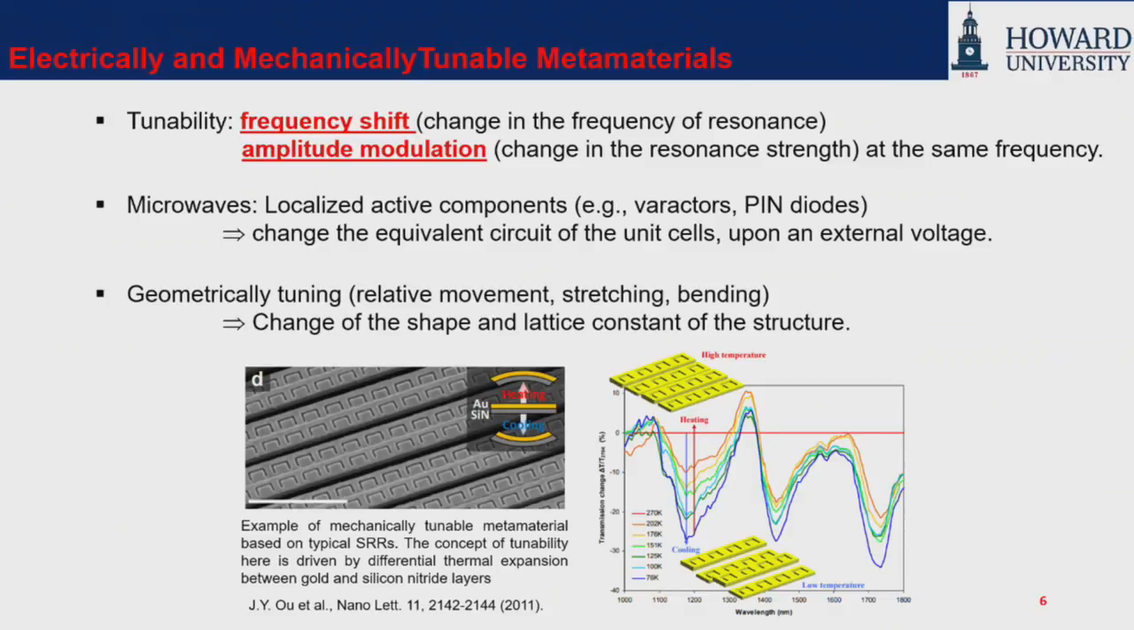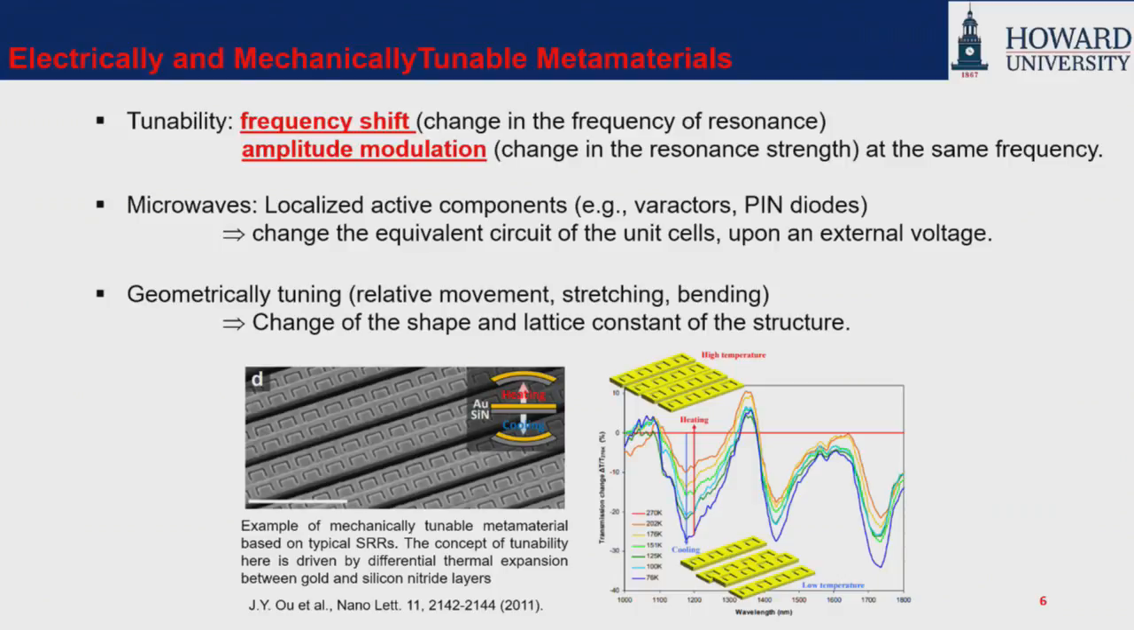And when we speak about tunability, we can divide the concept into two different aspects. We can speak about frequency tunability, or a change in the frequency of resonance. We can also speak about amplitude modulation, or a change in the resonance strength at the same frequency. At microwaves, for example, people use localized components such as diodes or capacitors, and this usually changes the equivalent circuit of the unit cell when we apply an external voltage. But metamaterials can also be geometrically tuned by moving the resonators with respect to each other, or by stretching or bending the structure, so we can expect a tunable effect.